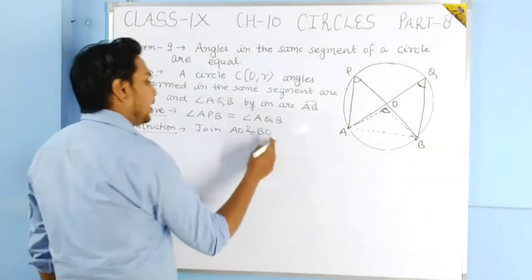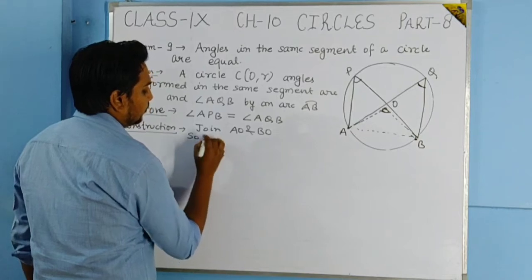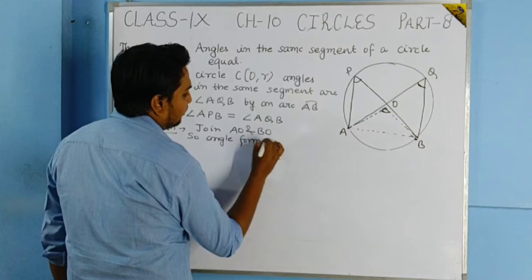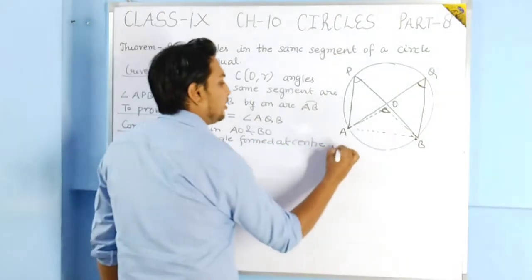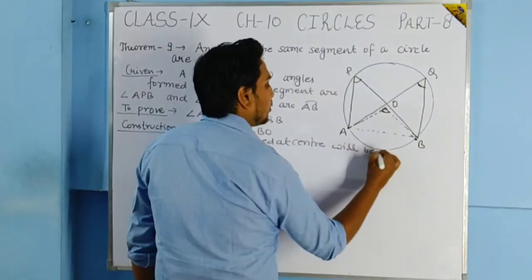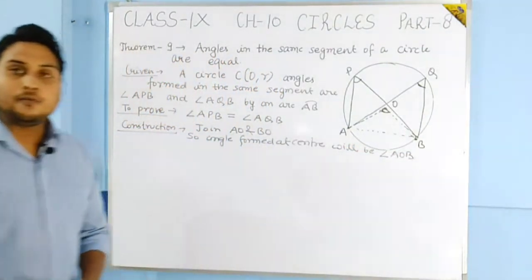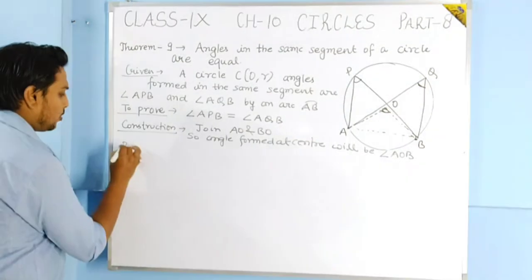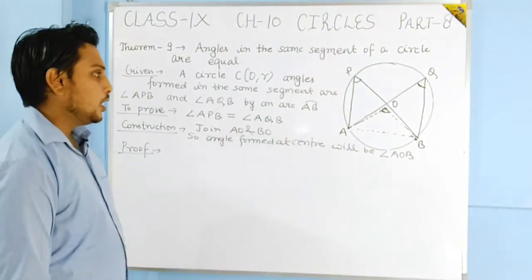So the angle formed at the center will be angle AOB. Okay, angle formed at the center will be angle AOB. Now coming to the proof part, how will we prove it?